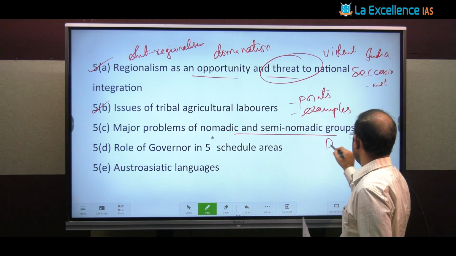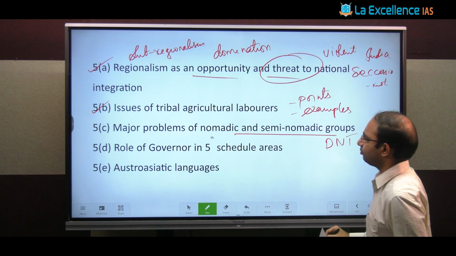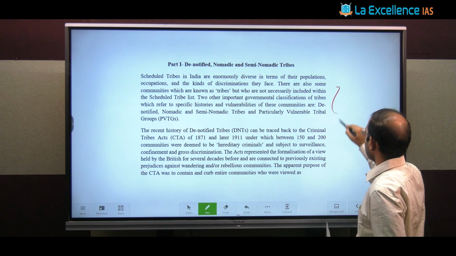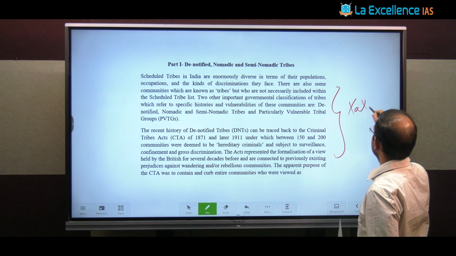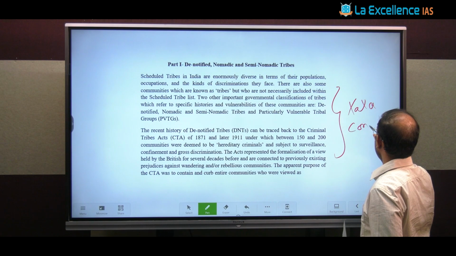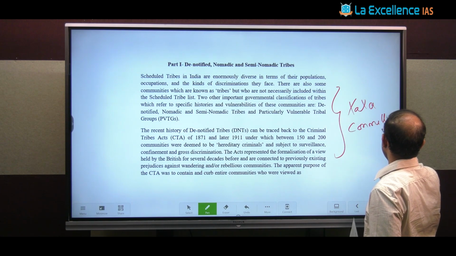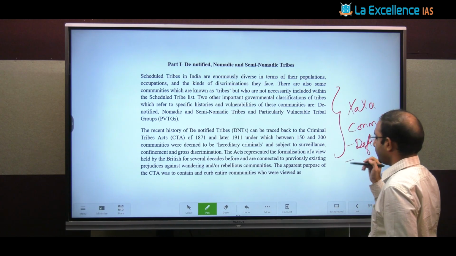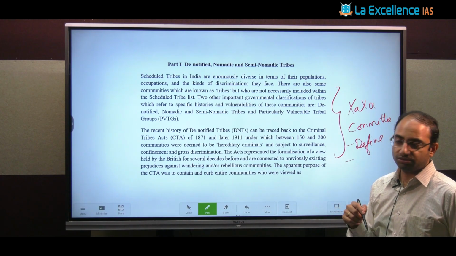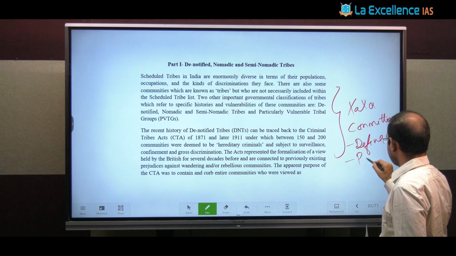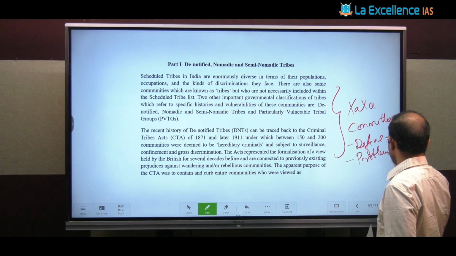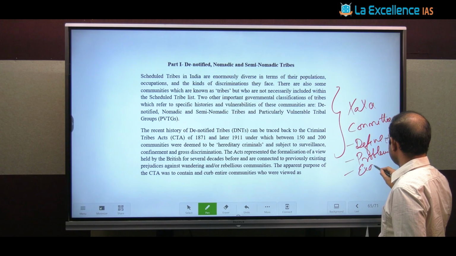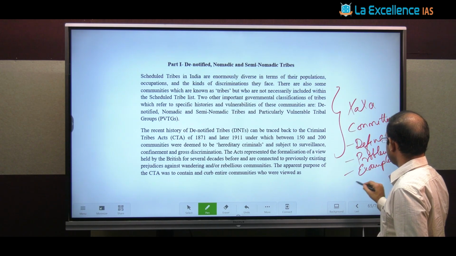Next is 5C, nomadic and semi-nomadic groups. This is very easy. It's directly referring to denotified tribes. So you can directly answer this question from the Kaka committee report. This is an extract from the Kaka committee. Just define them, describe the two acts, Criminal Tribes Act and then Habitual Offenders Act, and then what are their problems, give some examples of denotified tribes and give some way forward.